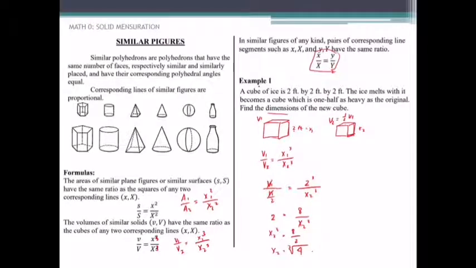Or that is 1.5874. So this is now the dimension of an edge. Can you see x2? So our new dimension is 1.5874. So what we were finding was wrong. This is in feet. Okay. Feet.